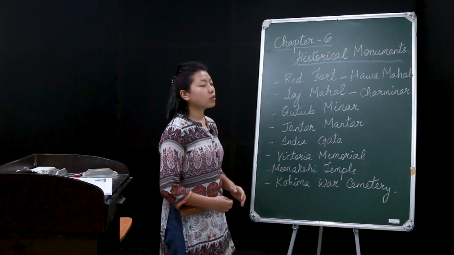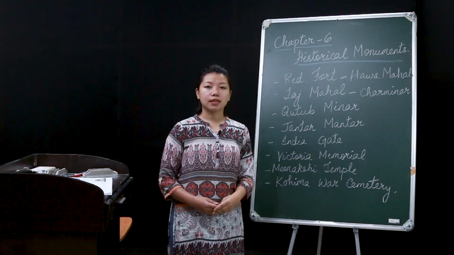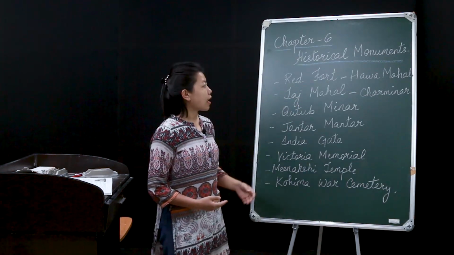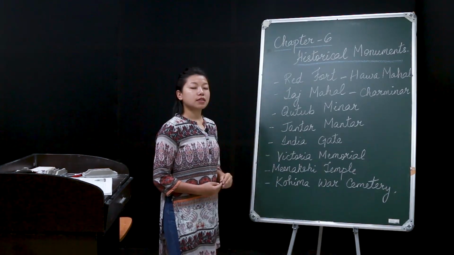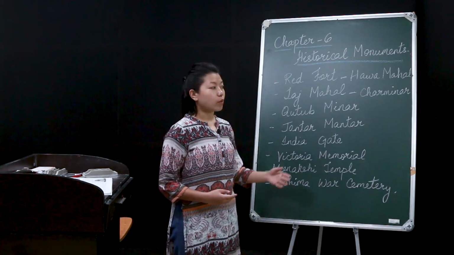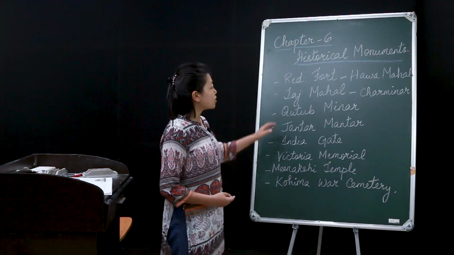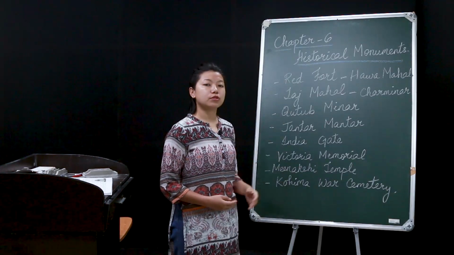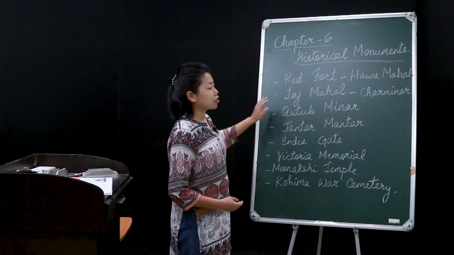Now let me start with number 1, that is Red Fort. This Red Fort is in Delhi. It is made of red sandstone and it is also known as Lal Kila. This is the main place where every year Independence Day is celebrated, where the Prime Minister goes and hoists the flag. So this place is of great importance, and since it is located in New Delhi, it is used during Independence Day.